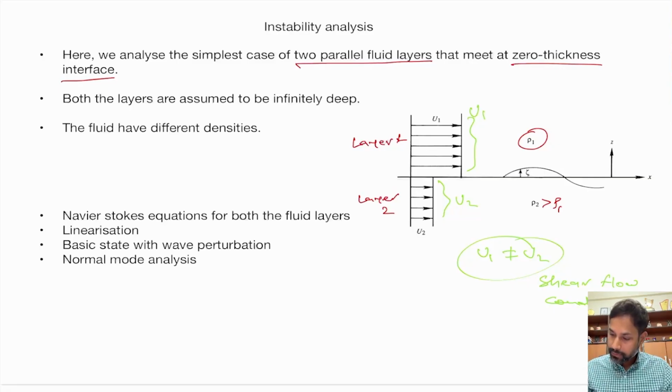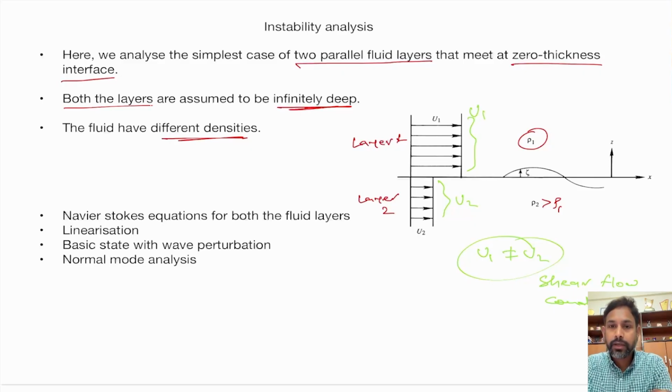condition, and we also assume that both the layers are infinitely deep. Okay, so the upper layer goes infinitely upward and the lower layer goes infinitely downward. So we are not worried about its maximum thickness, so we assume that the effects of the wave that we experience here are not affected by surface conditions. Okay, and obviously we are assuming both the fluids have different densities.